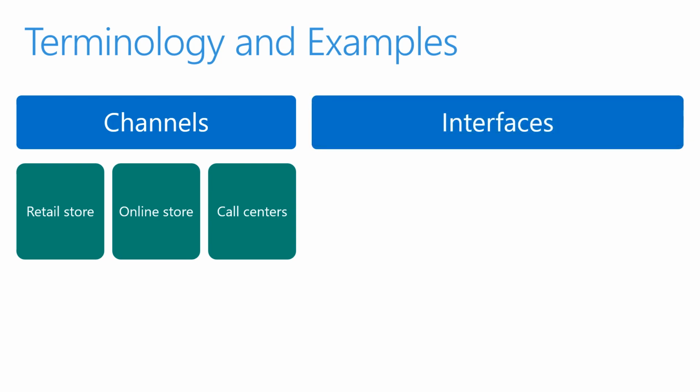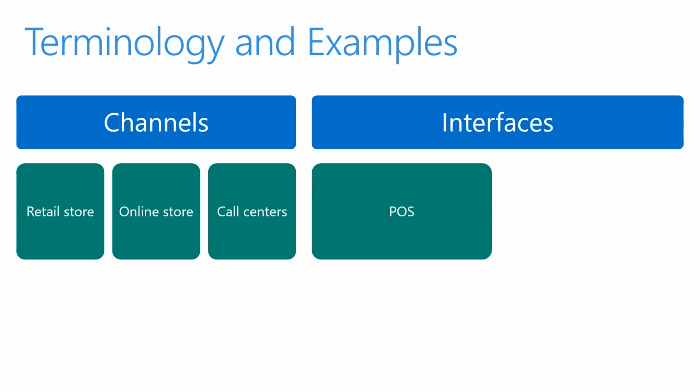Interfaces are considered a device or program enabling a user to communicate with a customer or system. Dynamics 365 for retail, right out of the box, is going to work with the following. First, we have POS, and it stands for the point of sale. This is the interface that is used for retail stores or brick-and-mortar stores.